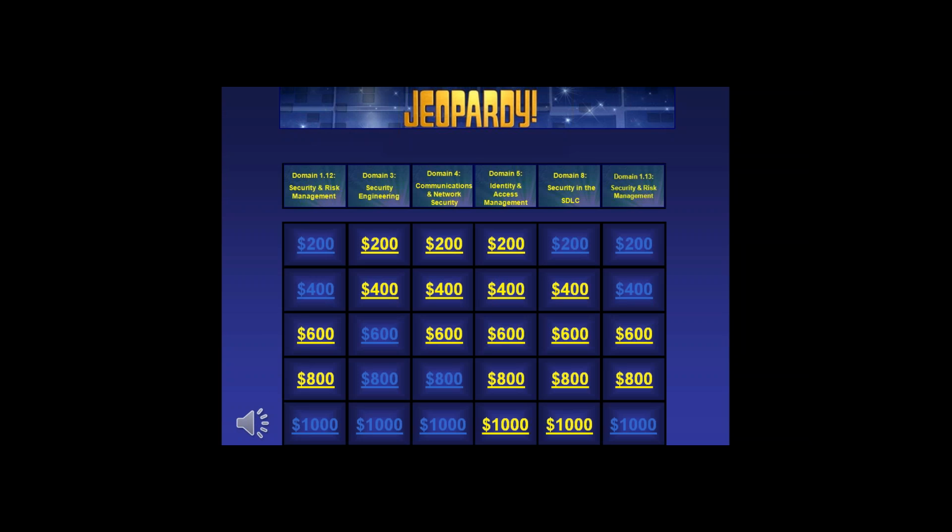All right, Becky, board is yours. Okay, I'm going to go with, what the heck, 1,000 for identity and access management, domain 5. Domain 5 for $1,000. All right, here we go.